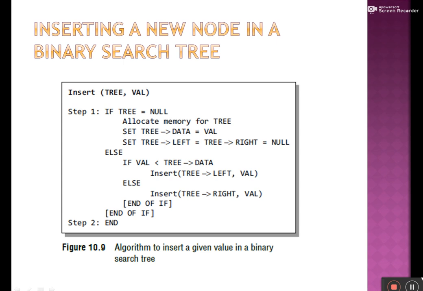So in step 1 of the algorithm, the insert function checks if the current node of the tree is null. If it is null, the algorithm simply adds the node, else it looks at the current node value and then recurs down the left or right subtree.